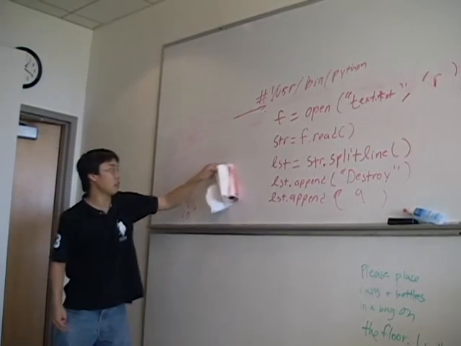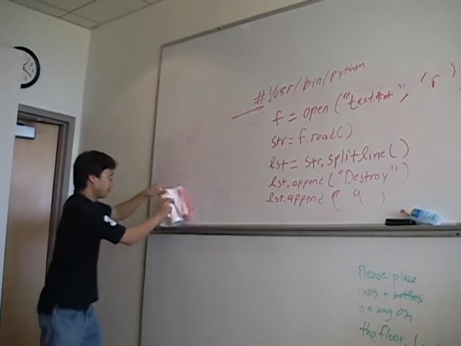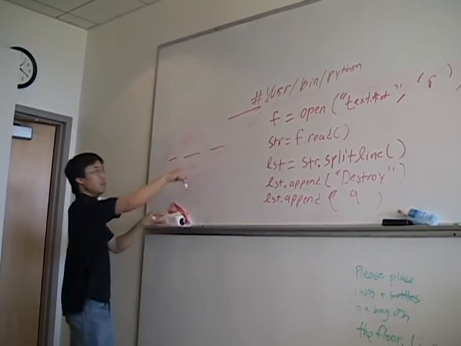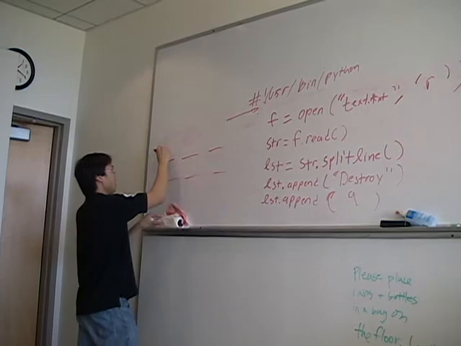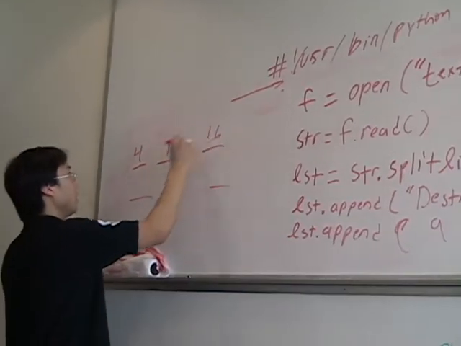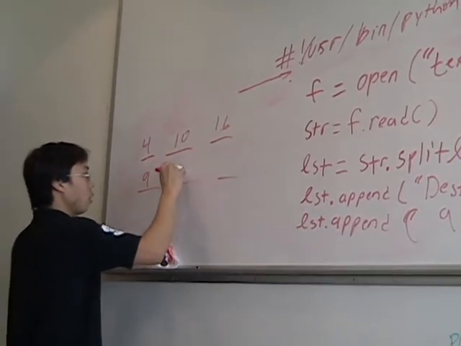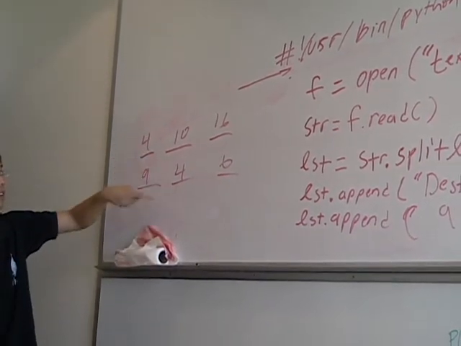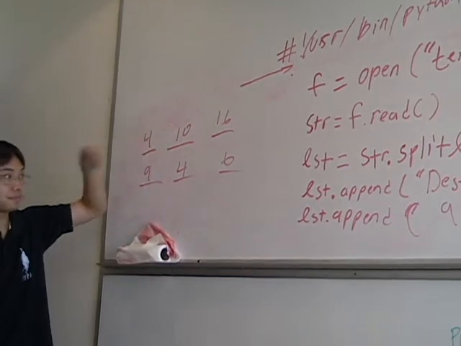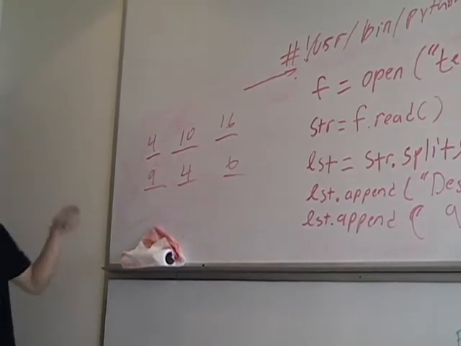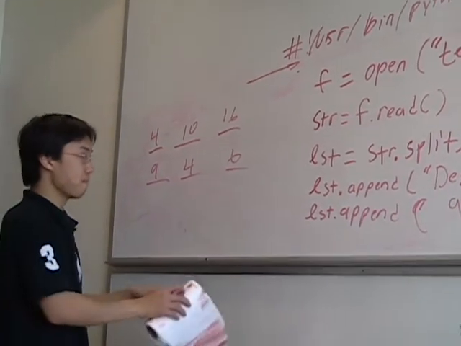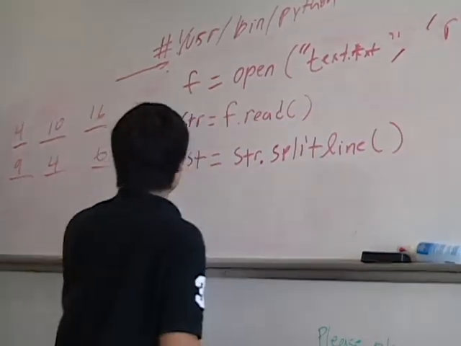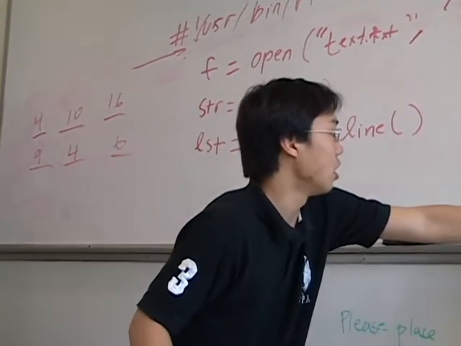Okay, so once you got all the rows, in your text file you had 3 columns in each row. Let's say this is 4, 10, 16, 9, 4, 6. All right, and Eric wants you to only multiply the second column by 3. To do so, you got each row.